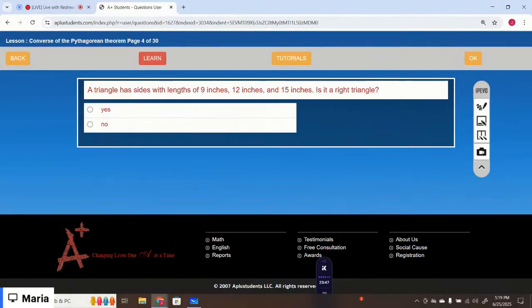The triangle has side lengths of 9, 12, and 15 inches. Is the triangle a right angle triangle? So 12 square is 144. So 144 plus 81 is 225. So both sides are exactly equal. So yes, that is our right triangle. The correct option is yes.